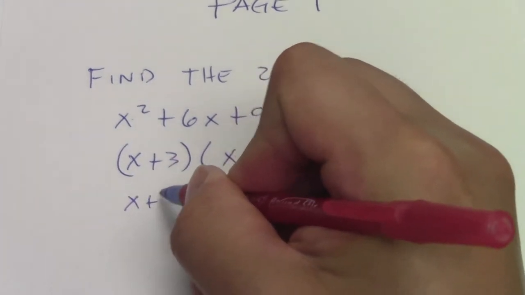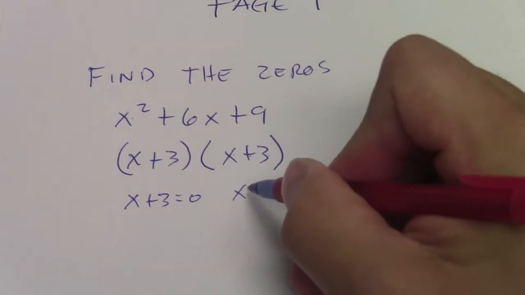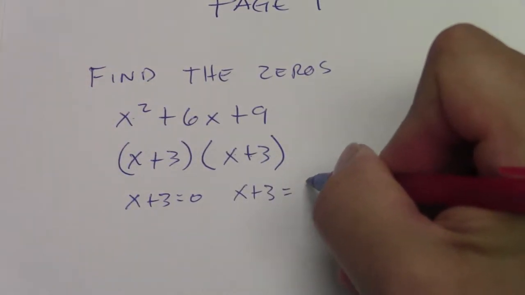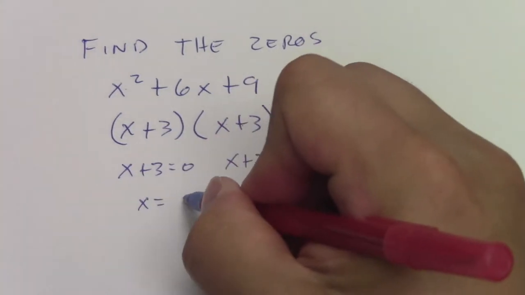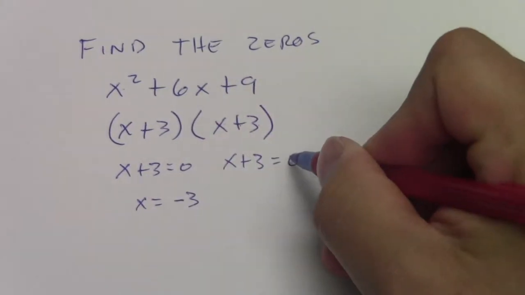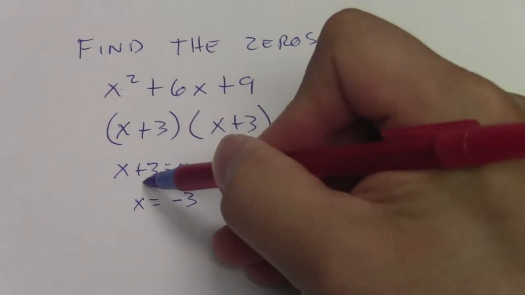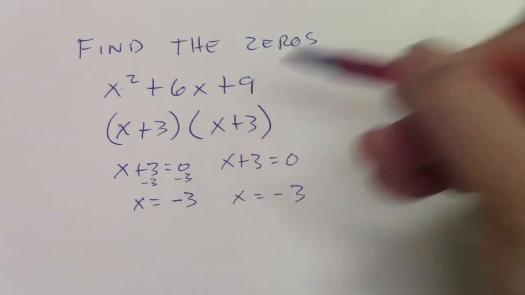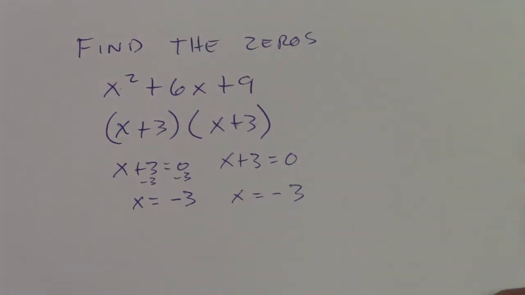So x plus 3 equals 0. These are the same, so I don't really have to do them both, but I'll just show you. X plus 3 equals 0, so x equals -3, and this will be the same exact thing. So x equals -3. And all I'm doing is subtracting a 3 from both sides. All right? So let's do another example.